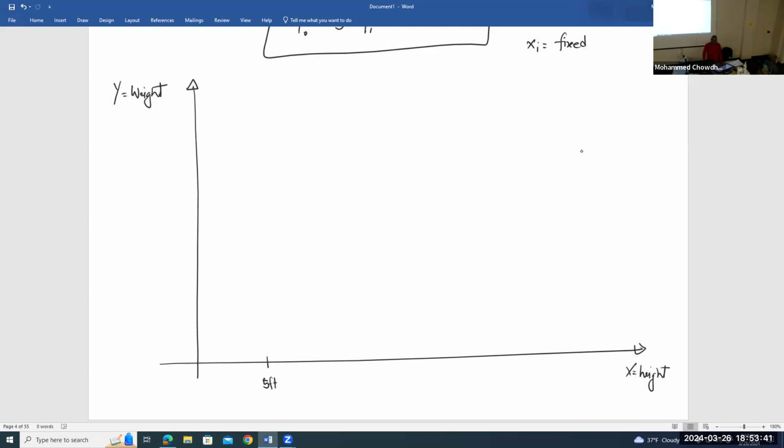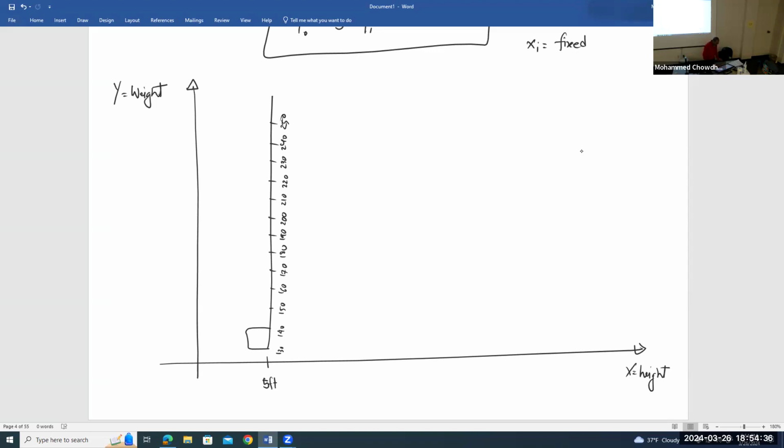When you fix the height at a particular value, there is a weight distribution. So if you want to construct a weight distribution here, the histogram should look like this. In this case, there are 5 feet. Suppose the weight bins are 130 to 140, 140 to 150, 150 to 160, 160 to 170, 170 to 180, and so on up to 250. Suppose this is the data.